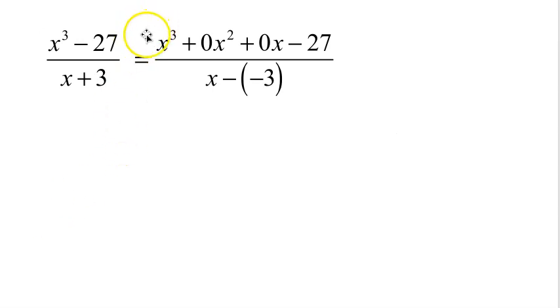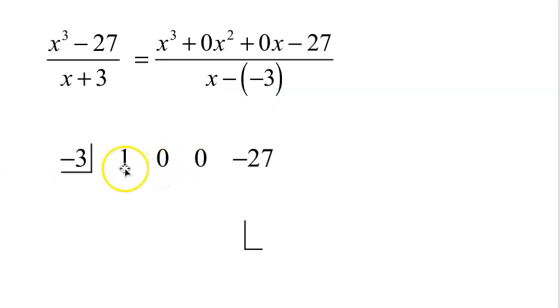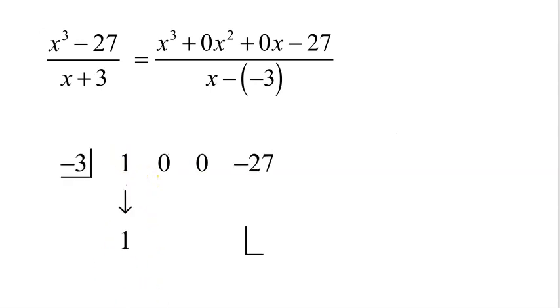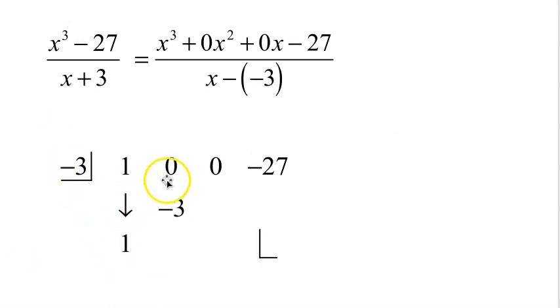Now we have 1 is the coefficient of x cubed, 0 is the coefficient of x squared, 0 is the coefficient of x, negative 27 is the constant coefficient. And it's x minus negative 3. That negative 3 goes outside. And here's our coefficients of 1, 0x squared, 0x, minus 27. The first step is to bring the initial coefficient down to the bottom row, then multiply negative 3 times 1 to get this number. Negative 3 times 1 is negative 3.